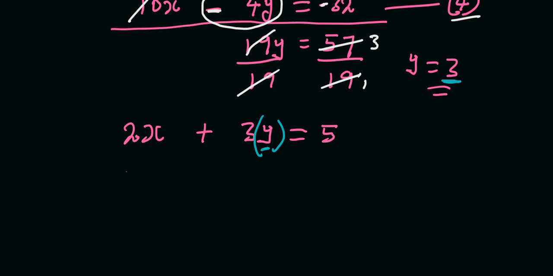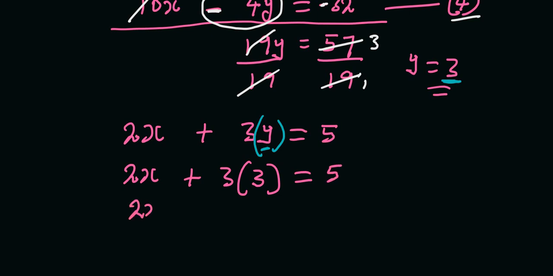So now this will become 2x plus 3, and then place in the value of y, which is 3, into the parentheses, and this becomes equal to 5. All right, so 2x plus 3 times 3 is 9, plus 9 is equal to 5.